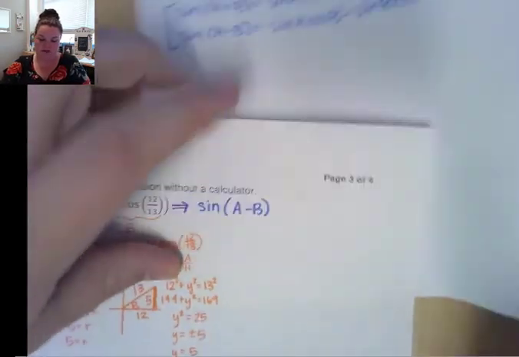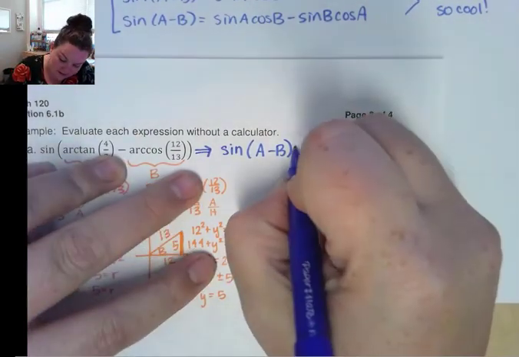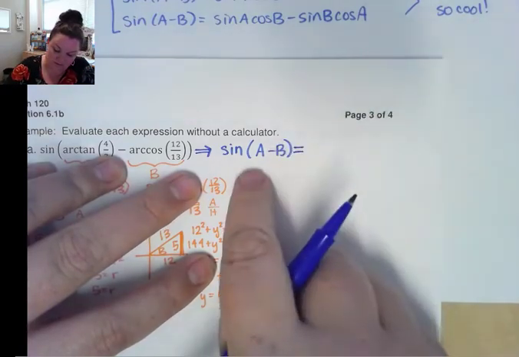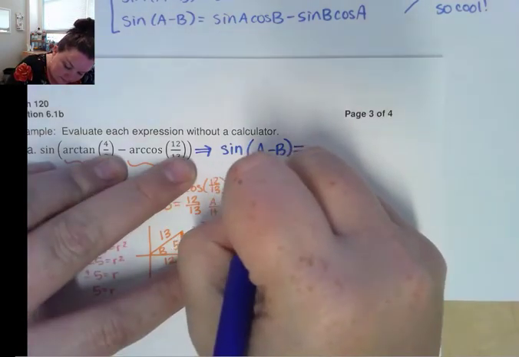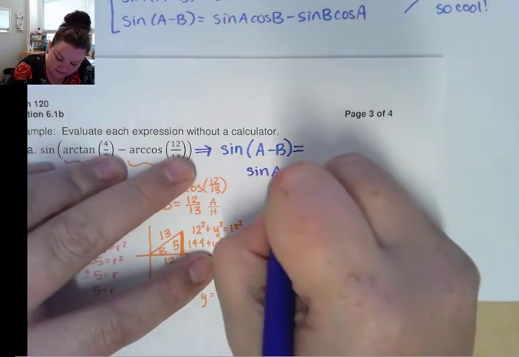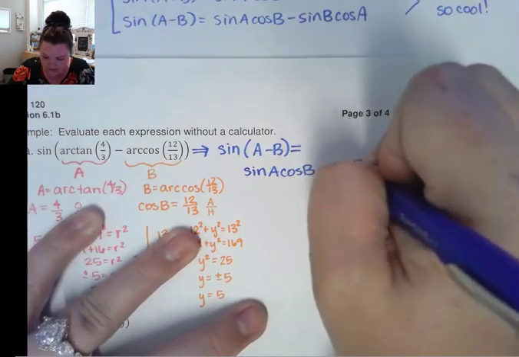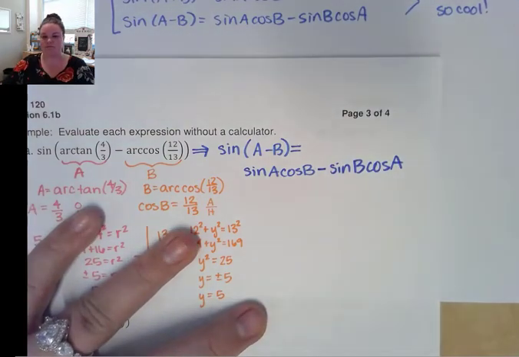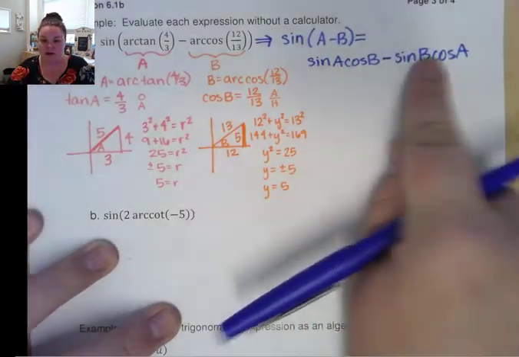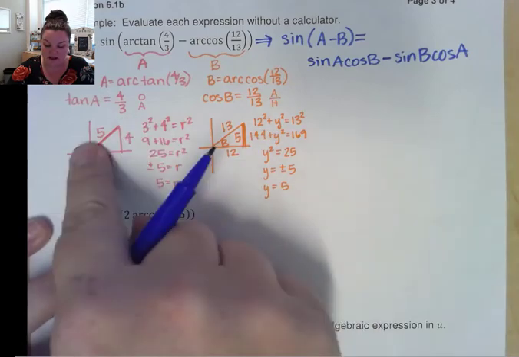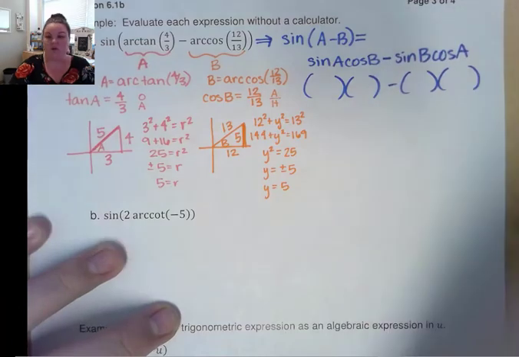Let me see if I can get all this on here at once. There we go. So I'm going to just fill this in. This is equal to, and I'm going to write it down here because I don't think I can make it fit, sine A times cosine B minus sine B cosine A. Now that we have that, we should be able to simplify this, because we know everything we need to know about A and everything we need to know about B. So really we just need to fill in these values so that we can get an answer.